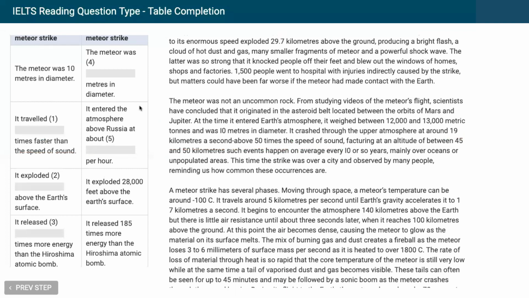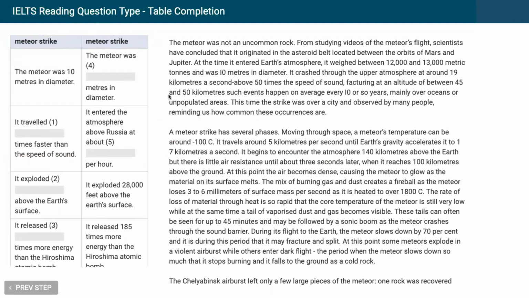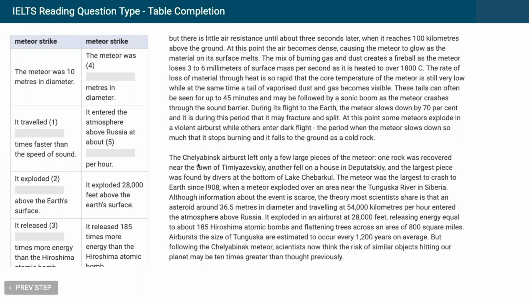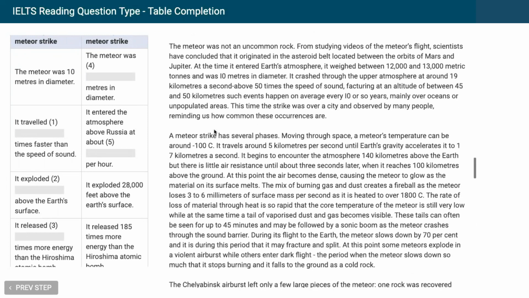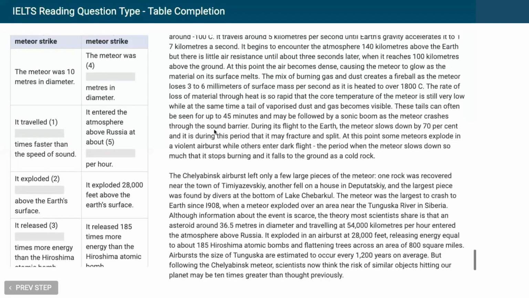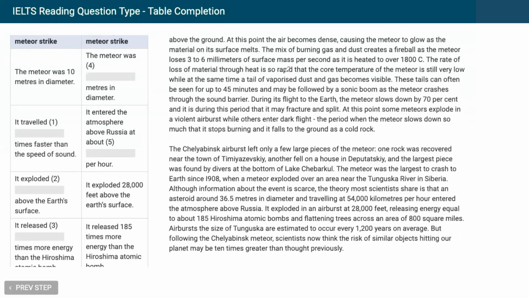Now we're going to be scanning for Tunguska. So we haven't come across Tunguska yet. We're still at Chelyabinsk. And so I'm just going to scan until I see Tunguska. And so finally, here we see it at the end of the passage. So I see the Tunguska River and air bursts the size of Tunguska. Okay, so I think this might be the right area. I'm just going to scan for meteor and diameter, atmosphere, per hour. Let's see what we find.